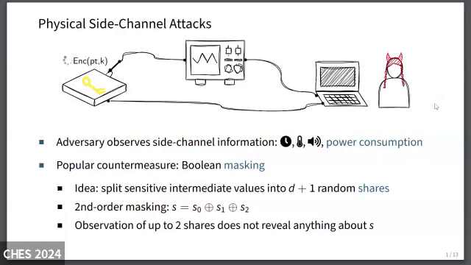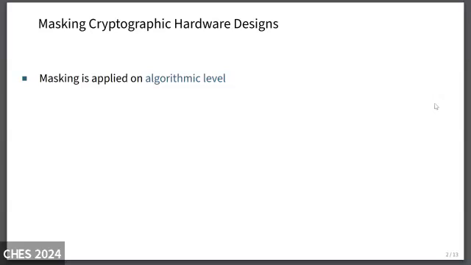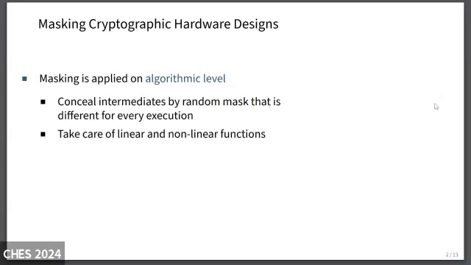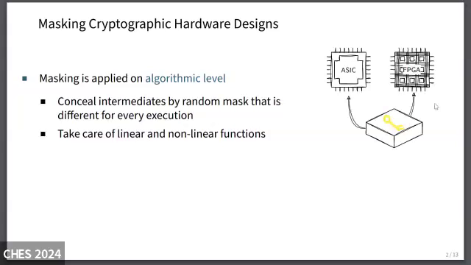This makes attacks very hard. In this work, we thought about masking, and masking is applied on algorithmic level to your cryptographic cipher. You identify the sensitive intermediates, split them up, and then take special care of your linear and nonlinear functions. In practice, you won't use an algorithmic description of your masking scheme, you will use an implementation. And in our work, that's a hardware implementation.